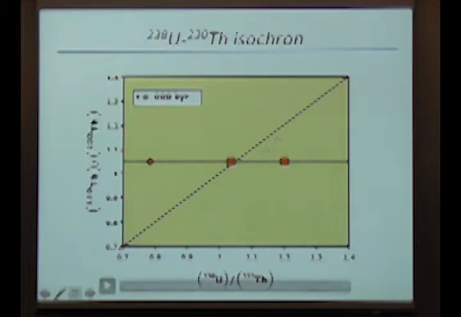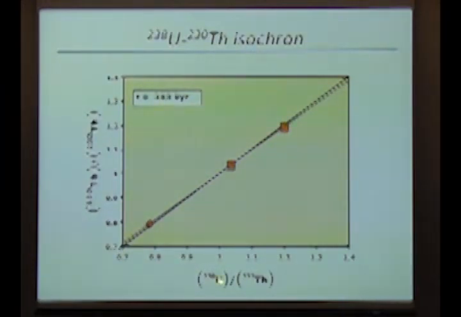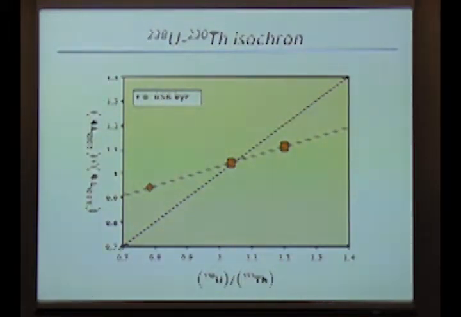When you start the clock, each of these will try to reattain secular equilibrium, which is represented by this one-to-one line that is equal activities of parent and daughter. And at any given point in time, if you stop the clock by, for example, measurement, you should expect a linear array. The slope is proportional to the age, and the intercept here gives your initial thorium isotopic composition.